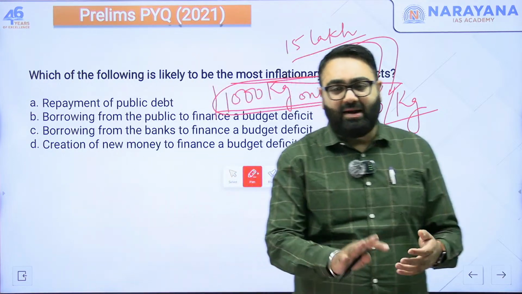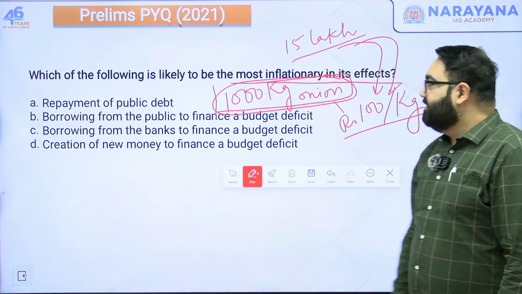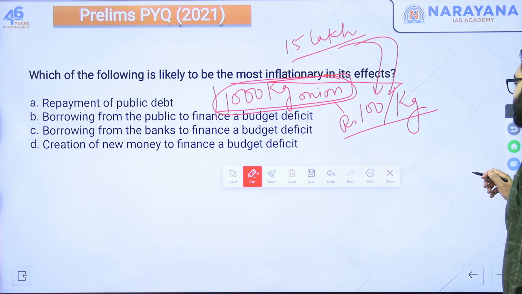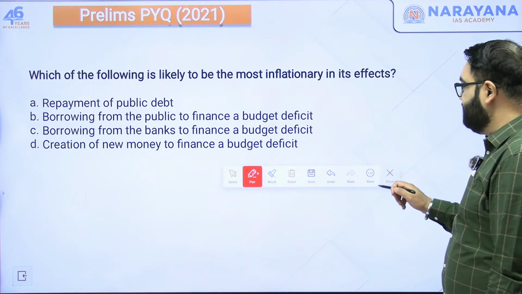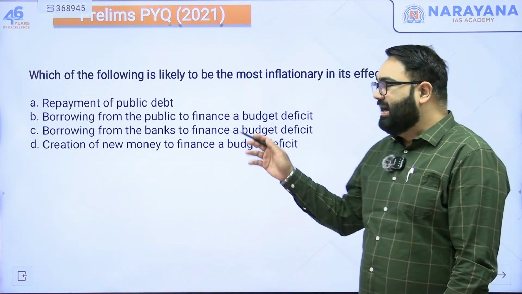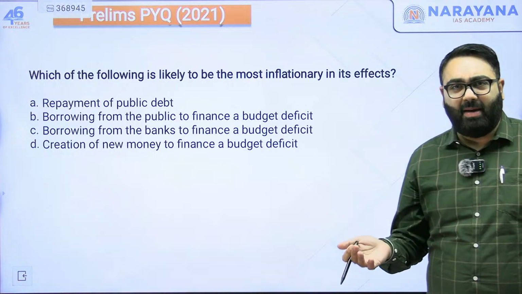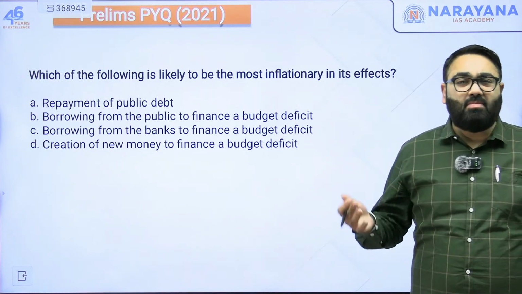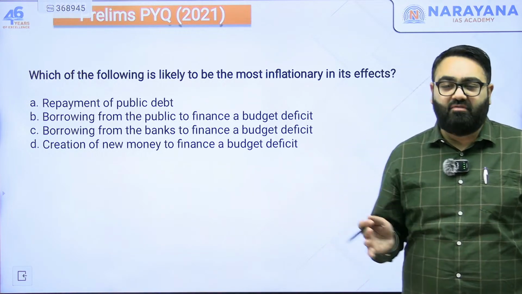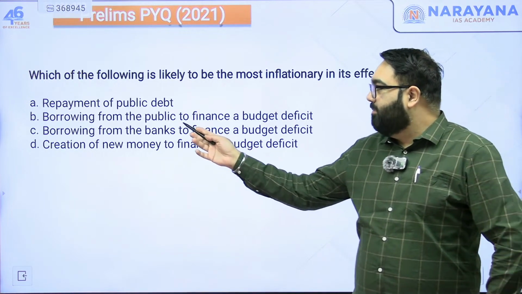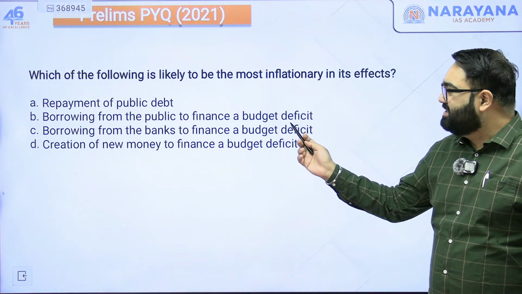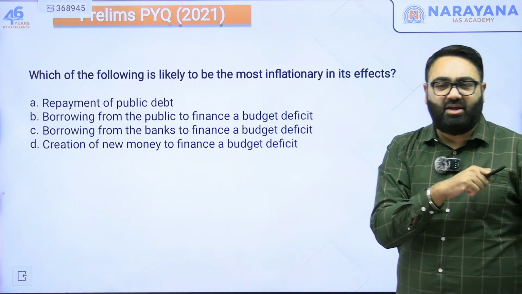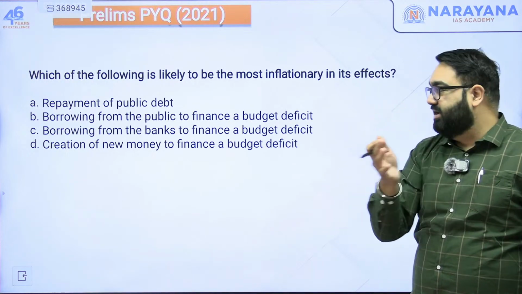So with that background knowledge, let's try and answer this now. Which of the following is most likely to have an inflationary effect? That is, inflation will be because of which of these? Repayment of public debt, that is the government giving the money back to the public. See, when the government gives people back their own money, it's not new money, so it will not lead to inflation. Borrowing from the public to finance a budget deficit: you're taking the public's money away, you're reducing the money supply, so it will not lead to inflation.